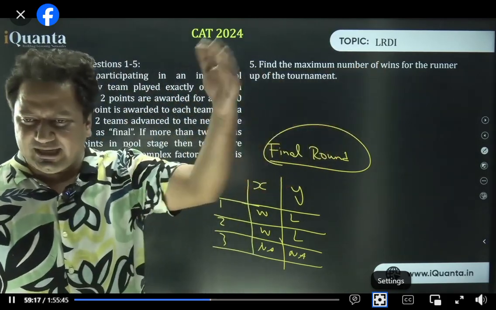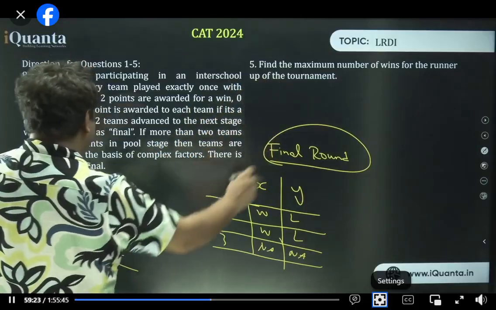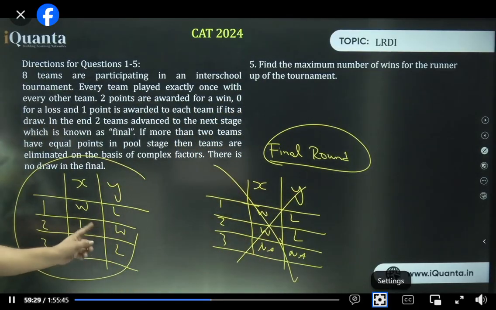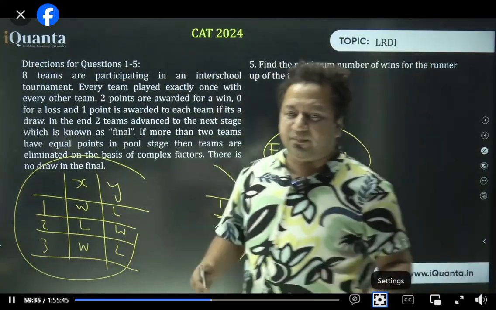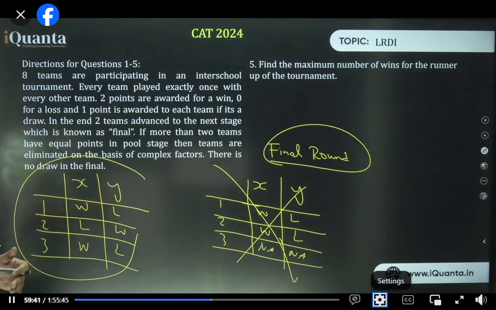We'll talk about the pool stage later. Okay, let's talk about the final stage. So in the final stage, the maximized wins will be this case, not this, isn't it? In this case, Y has won nothing. In this case, Y has won one match. So to maximize the number of wins in the final round for the runner-up, the team has to win one match. All right, that's clear. Cool.